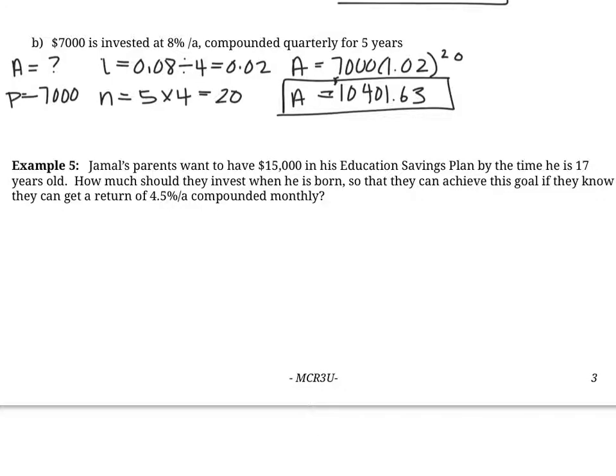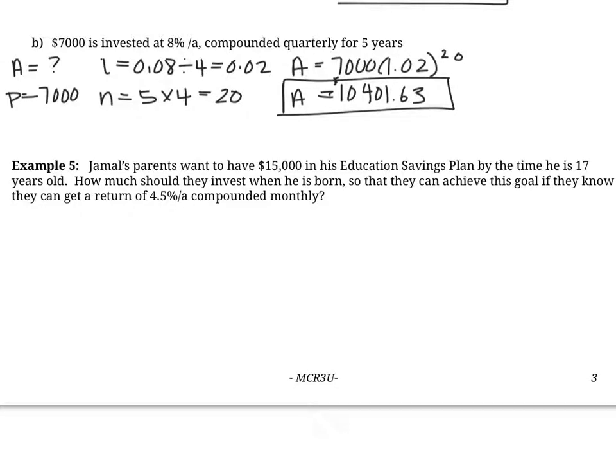This one says Jamal's parents want to have $15,000 in his education savings plan by the time he is 17 years old. How much should they invest when he is born so that they can achieve this goal if they know they can get a return of 4.5% per annum compounded monthly? So they found this sort of magic investment vehicle that is going to get a compounded rate of return of 4.5%, compounded monthly.